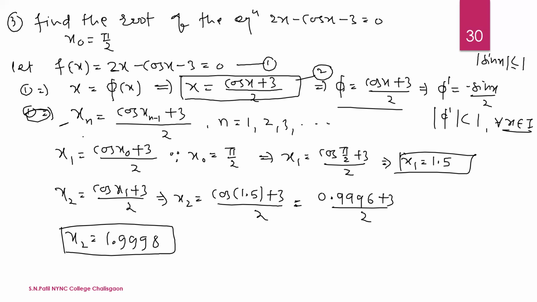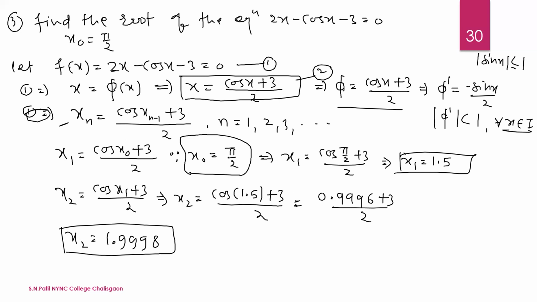So put n is equal to 1 here. x suffix 1 is equal to cos of x naught plus 3 divided by 2, and x naught is given. Substitute the x naught here. x naught is pi by 2, then cos pi by 2 is 0. We get 3 by 2, which means 1.5. We get the x1. Now the second iteration, put n is equal to 2 here, then x2, 2 minus 1 is 1, cos of x1 plus 3 divided by 2. Put the value of x1 as 1.5.